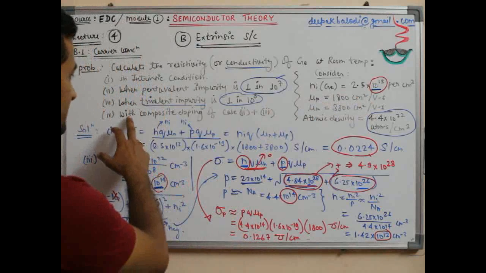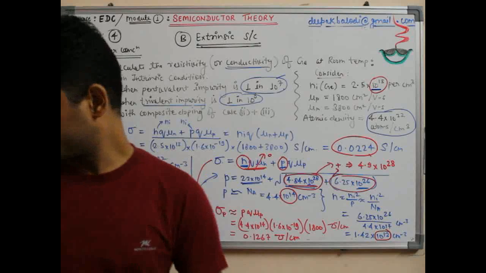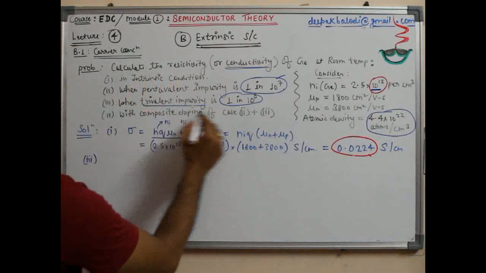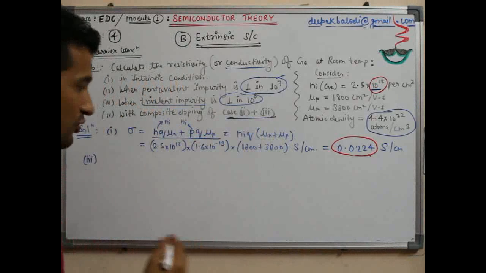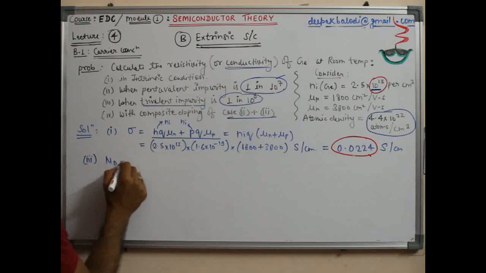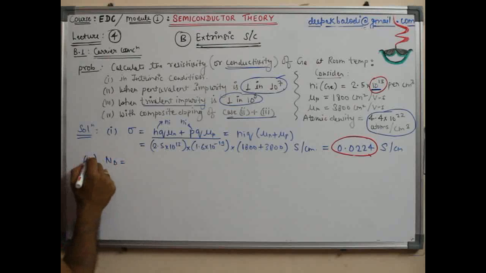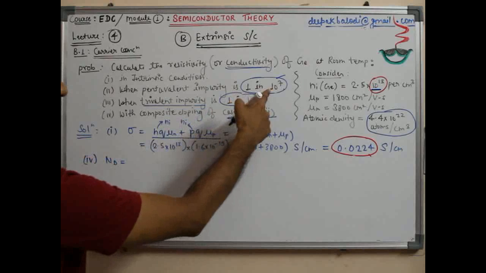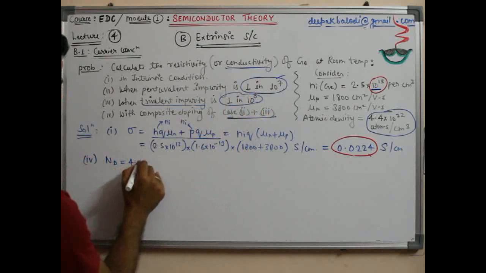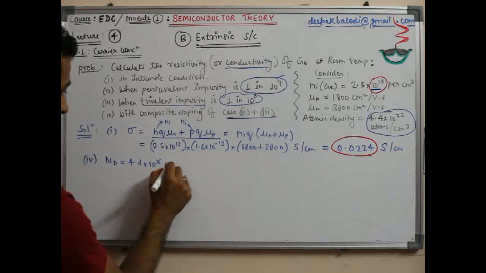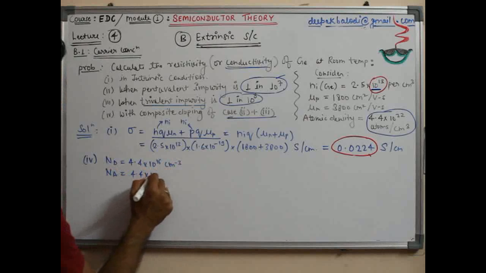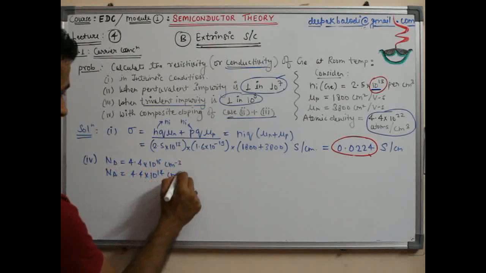Okay, then we can go for the last case with composite doping of this plus this. Now it is said that we are going for the composite doping, case 2 and 3, means we are doing both at a time. So here we calculated ND from case 2, sorry, this is the case 4. So ND from case number 2 was how much? We calculated it was 4.4 into 10 to the power 15 per centimeter cube. And Na was how much? It was 4.4 into 10 to the power 14. So this we did.